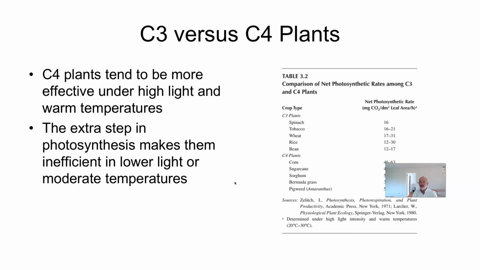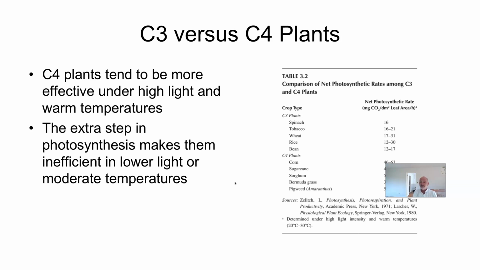And again, what you'll see is some of the C3 plants like spinach, tobacco, wheat, rice, and beans, in these high light and warm temperatures do not perform as well. But they do perform better in cooler temperatures. So if you grow spinach around here, you realize that you don't want to grow it in the middle of summer. You want to grow it in the spring and in the fall. It does just fine in those environments.